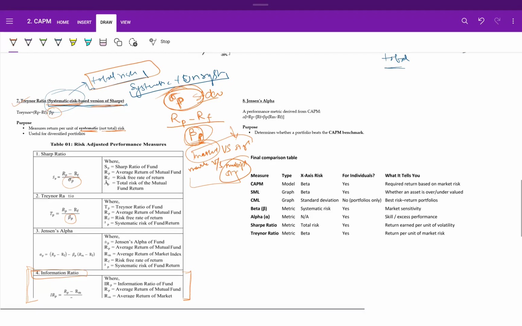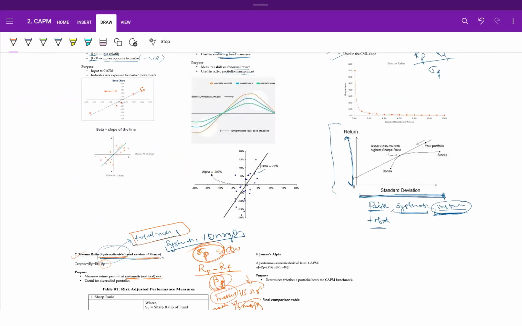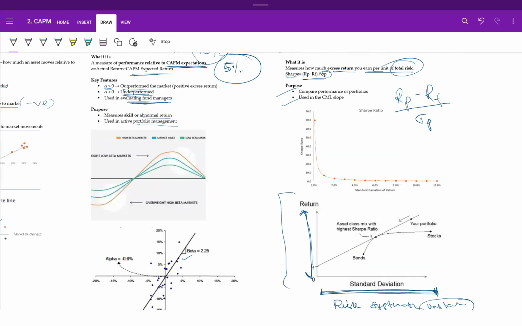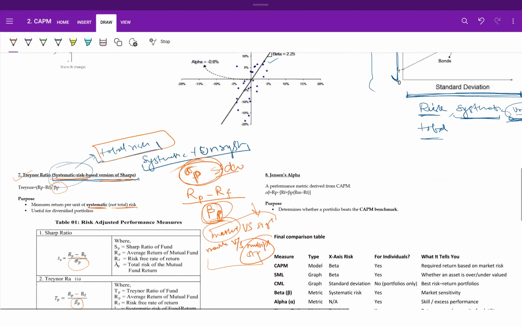Sharpe ratio: how much risk, or unit of risk, per unit of return. Treynor ratio: how much beta per unit of return again.